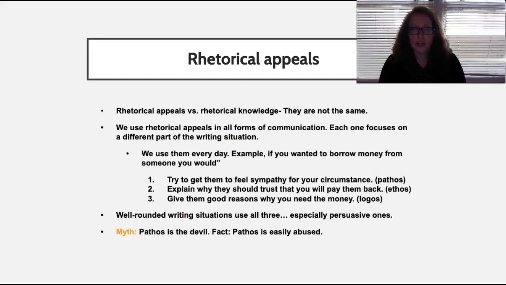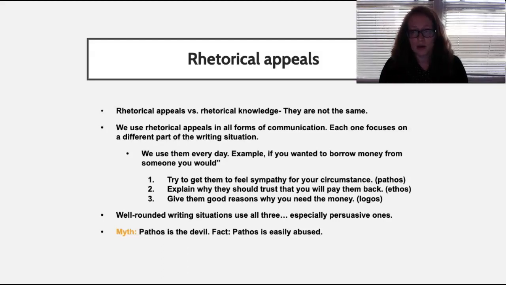So we're going to go first into an overview of the rhetorical appeals. First, rhetorical appeals and rhetorical knowledge are not the same thing. Rhetorical knowledge is that umbrella, all-encompassing knowledge of how writing situations work, and it includes knowing the components of the writing situation you have to think about, and also thinking about the strategies that you have to communicate in that situation. And those strategies include considering modes, thinking about genre features, anticipating your audience's needs, thinking about what the academic features are, and thinking about clarity.